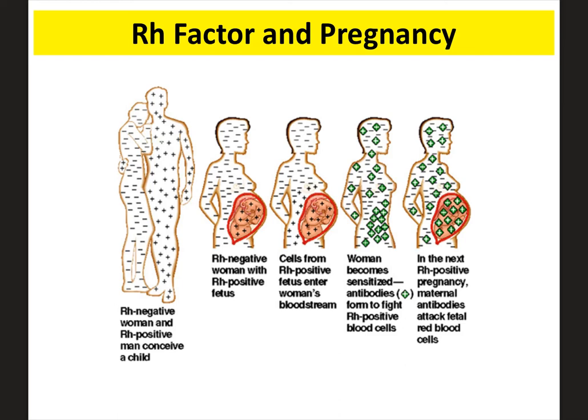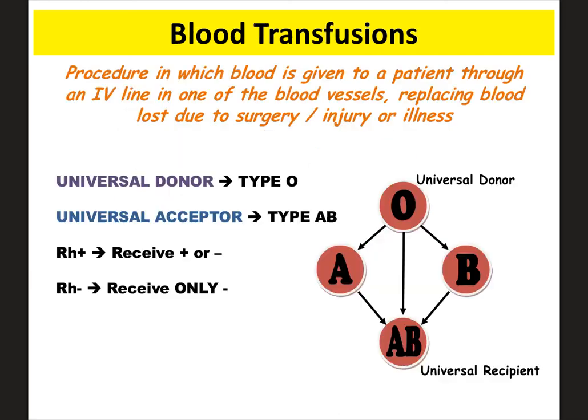So what happens here is in the next pregnancy, if she has another Rh positive baby, she has antibodies present in her body which could attack that fetus. All right, so this is just something interesting. Just wanted to get you thinking about this and point that out to you.